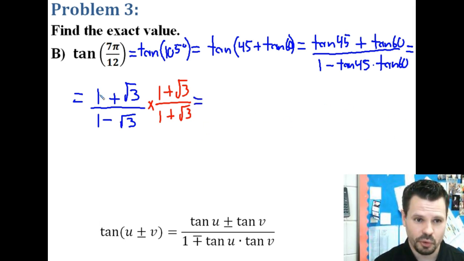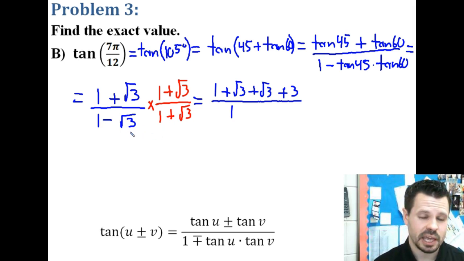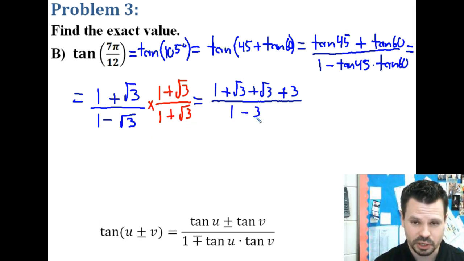In the numerator, we have to FOIL. First will give us a 1. Outer will give us a root 3. Inner will give us another root 3. And last, root 3 times root 3 will be a plus 3. All over, in the denominator, we can do the first and last, skipping the outer and inner. We have 1 times 1 is a 1. The root 3 and negative root 3 would cancel once again. Then for the last, we have a negative root 3 times a positive root 3. That'll just be a negative 3.